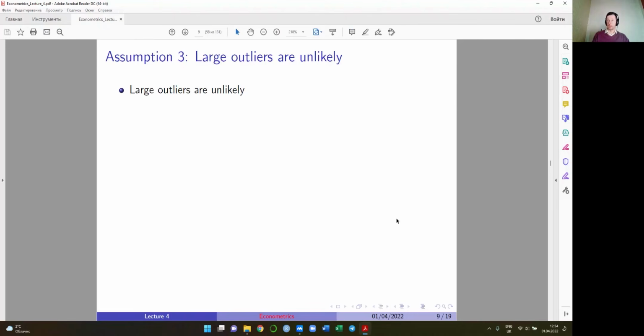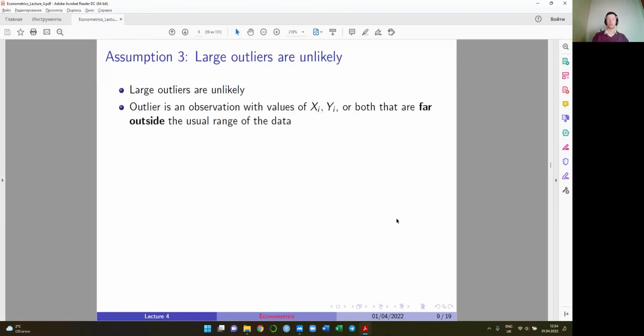And assumption number 3 also has some practical application. Before applying OLS and before estimating beta 1 and beta 0, you must verify that there are no large outliers in the data. So what does outlier mean? It means that you have some observations with values of X or Y, or both, that lie far outside the usual range of data. So it's some untypical, non-typical observation. It's either large or small.